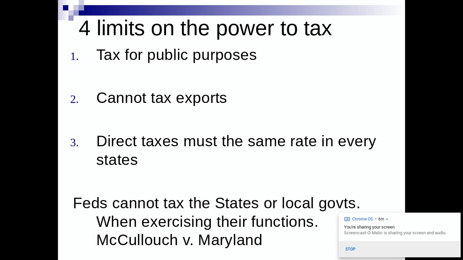So again, McCulloch versus Maryland. So feds can't tax the states or local governments when these states or local governments are exercising their functions. All right, so those are the four limits the federal government has to obey in terms of the constitutional protections.